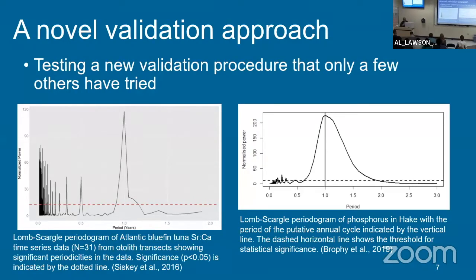On the bottom left, you can see a periodogram from Siskey et al. 2016, which shows that 31 Atlantic bluefin tuna otolith transects had significant yearly cycles in strontium. Similarly, on the right you can see Brophy et al. 2019, which shows significant yearly cycles in phosphorus. This is for hake.